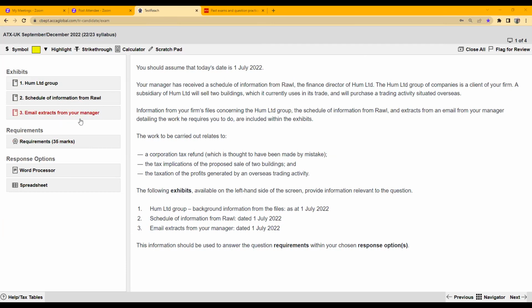Basically, this email extract from your manager is linked directly with the requirements. The things discussed here, the things which your manager has asked you to do, are directly linked with your requirements, right? Based on these 2 extracts. Okay, as one participant is asking, what is the relevance of "assume today's date is 1st July 22"?